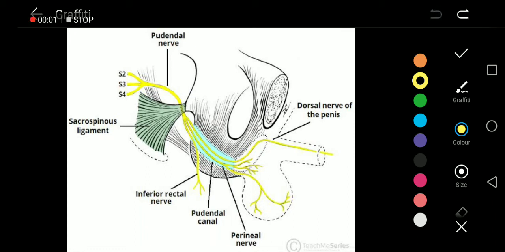Bismillahirrahmanirrahim. Today our topic of discussion is the pudendal nerve, which is the chief nerve of the perineum, and travels in the pudendal canal along with the internal pudendal vessels.